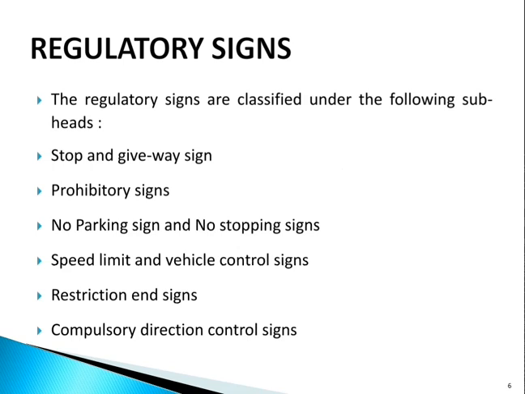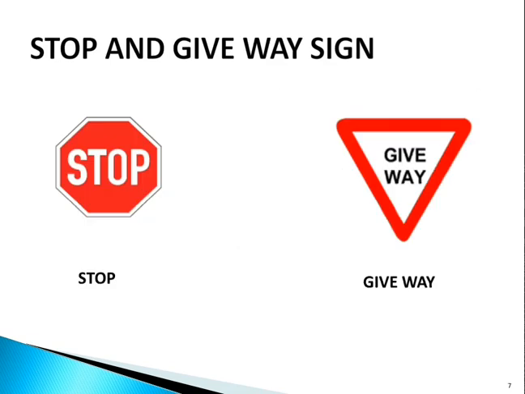Next, the regulatory signs are classified under the following subheads like stop and give way sign, prohibitory signs, no parking sign and no stopping signs, speed limit and vehicle control signs, restriction end signs, compulsory direction control signs. So here you can see stop and give way sign in the image.